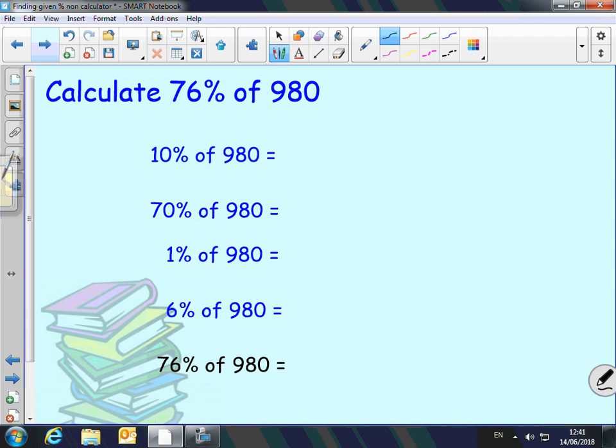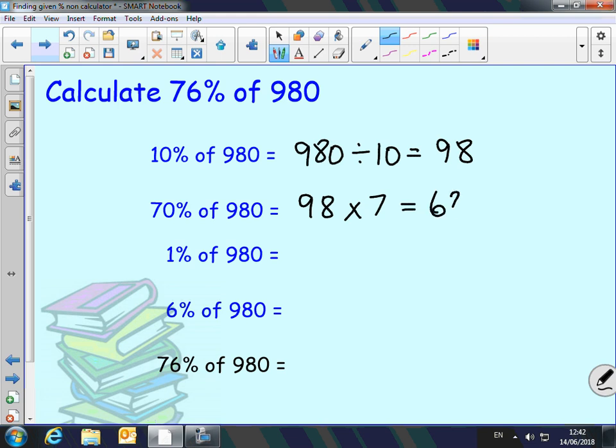And the next question you had was 76% of 980. First step, finding 10% of 980. So we take 980, divide by 10, move everything one place to the right to get 98. Then multiplying that answer by 7, because if you've got your 10%, we multiply by 7, and that will give you your 70%. So 98 multiplied by 7 will give you 686.